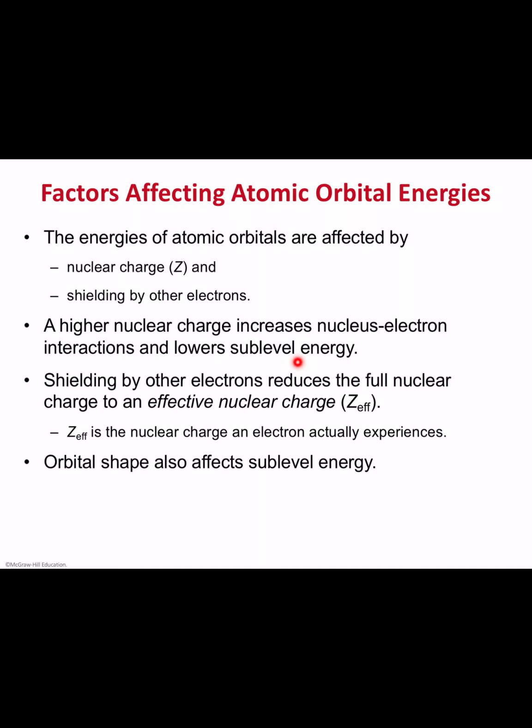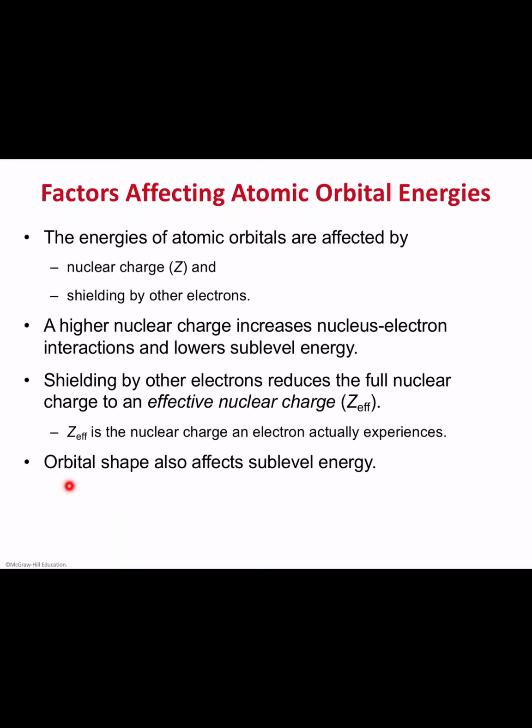If it has a lower sublevel energy, it is harder for that atom to lose an electron. Shielding by other electrons reduces the full nuclear charge to an effective nuclear charge, Z effective. We'll talk a little bit more in detail about what this effective nuclear charge is. Z effective is the nuclear charge an electron actually experiences.